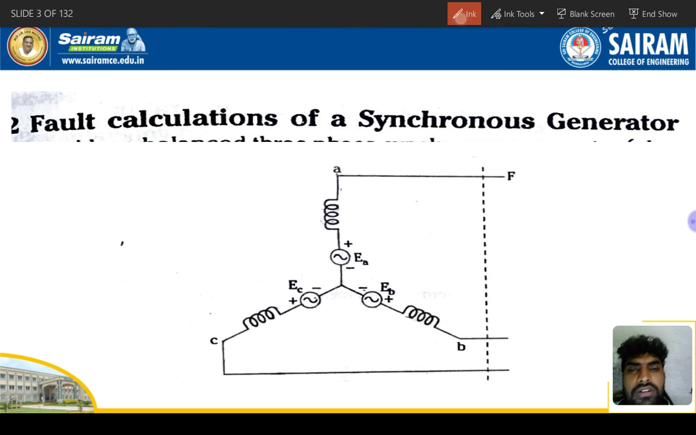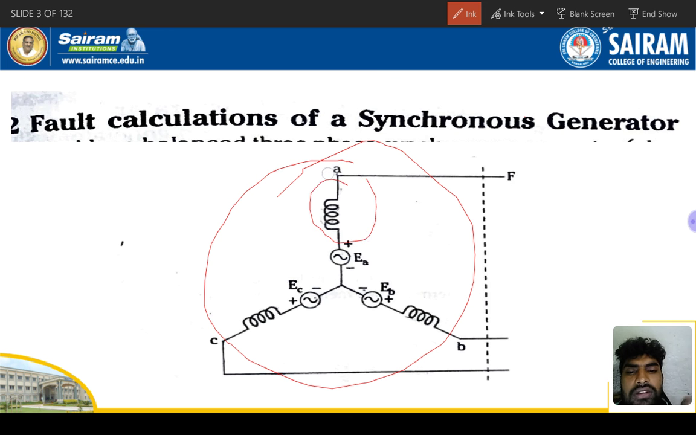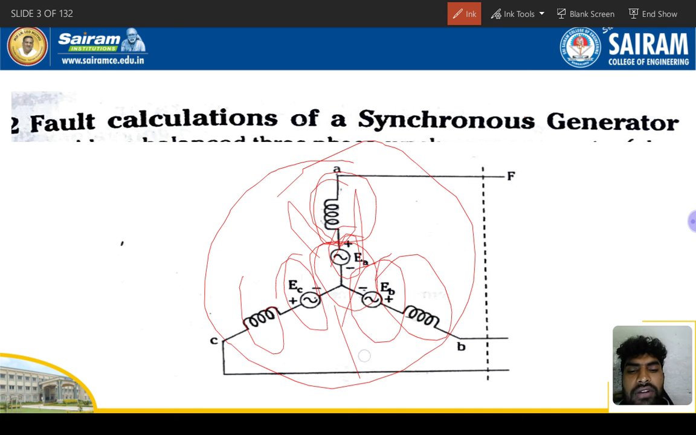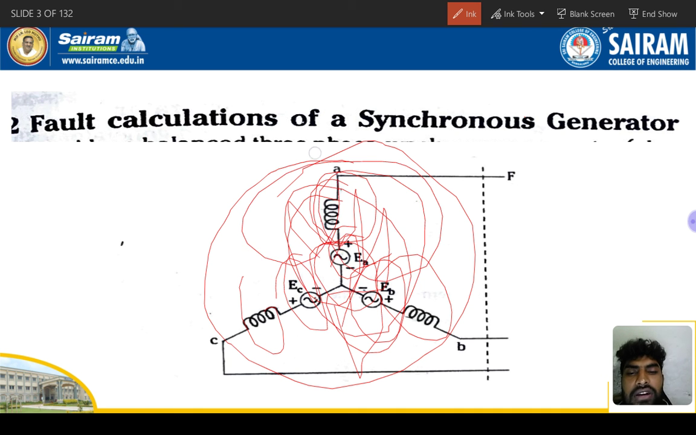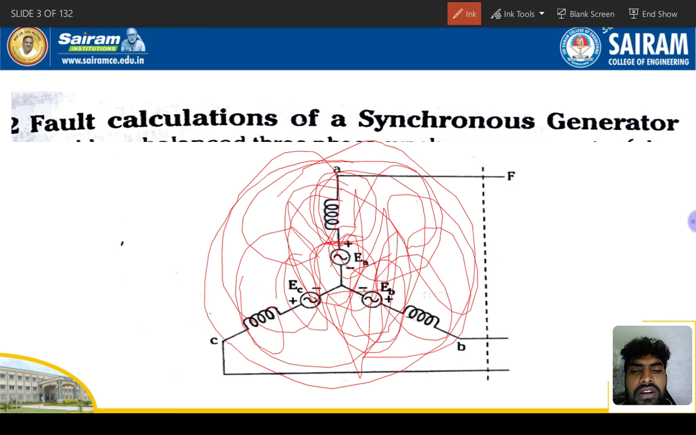Next, fault calculation for a synchronous generator. This is a synchronous generator, everybody knows. This one is a stator conductor, and this one is the induced voltage in the stator conductor. There is a rotating magnetic field present. When a conductor cuts this rotating magnetic field, it induces EMF in all the conductors. We particularly use the synchronous generator in power plants for large power generation. The field rotation is directly proportional to the induced EMF in the stator conductor.